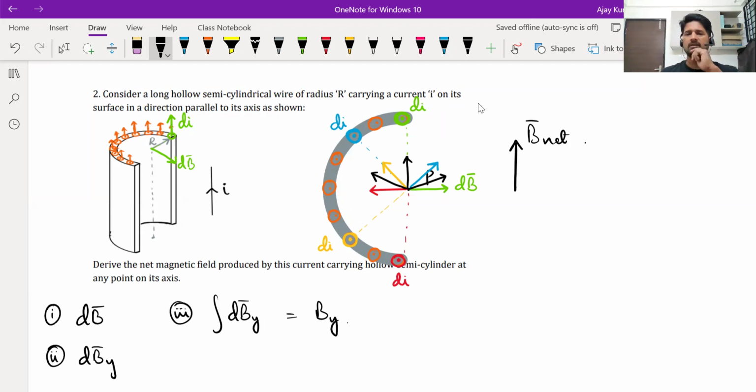Can any of you tell me how to write an equation for dB, the small magnetic field produced by one stream of current, not the total current I? That is the question. You have to find out the field produced by total current I, but one stream of current, how much magnetic field it produces, how will you write? Let's consider that blue one. I'll erase the other vectors.